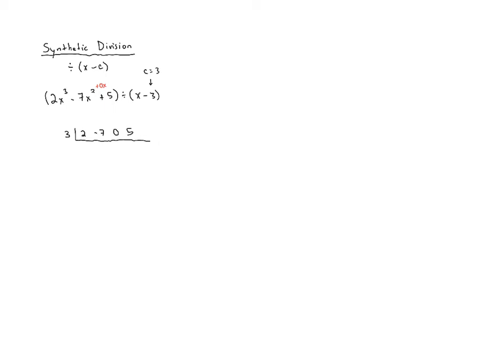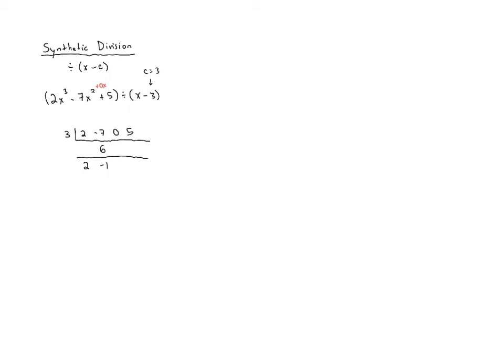So we're going to draw another line down here. And the first thing we're going to do is bring the leading coefficient, the first number, down. So 2 is going to go down there. Then we're going to multiply this number by our c. 2 times 3 is 6. And we're going to put that in the next column. Then we're going to add these numbers. -7 plus 6 is -1.